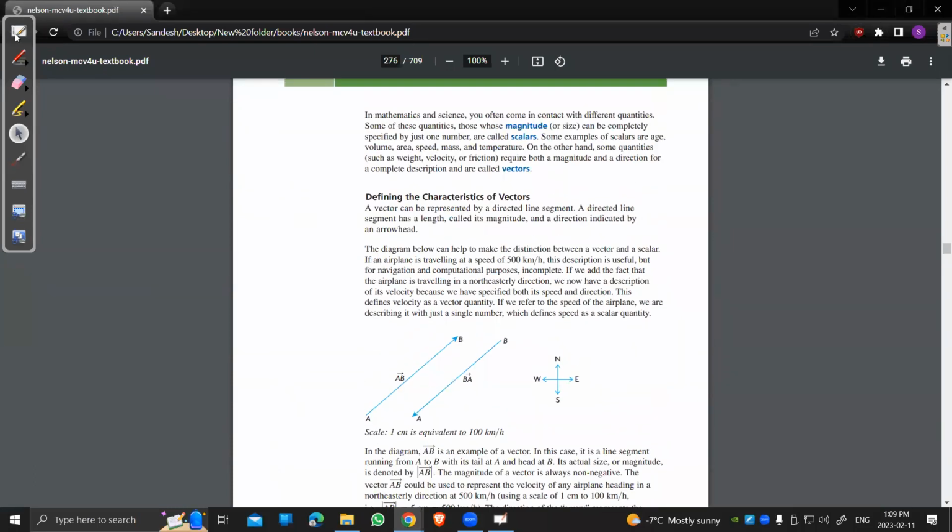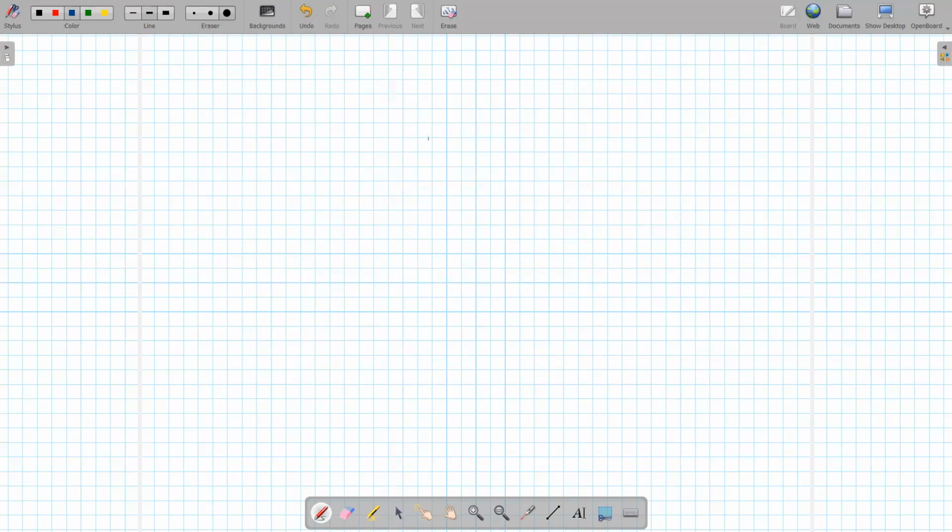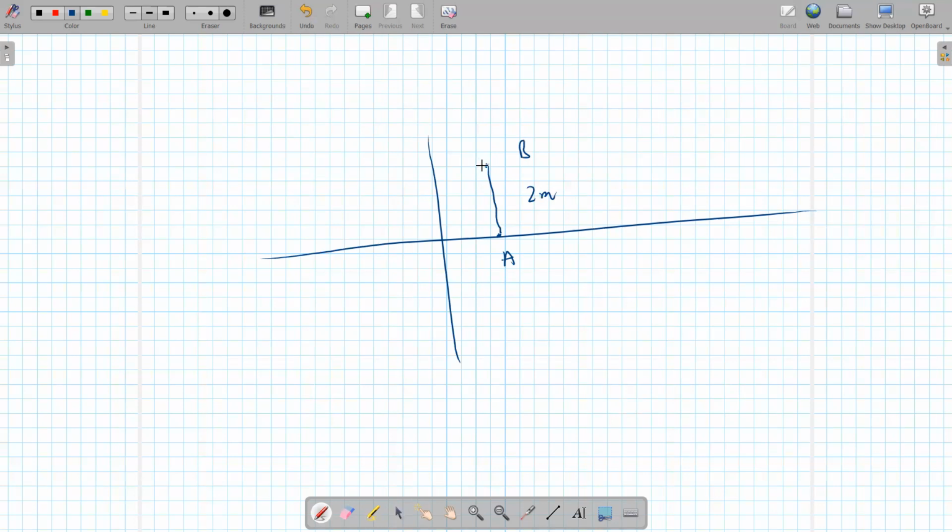There's some theory behind it. So, what exactly does it do? Let me draw you a grid. Let's say you're at point A, okay? Let's say this is point B. Let's say the distance is 2 meters. And let's say the distance here from B to C is 1 meter. Okay. Again, this is going straight up. This is going straight to the left.